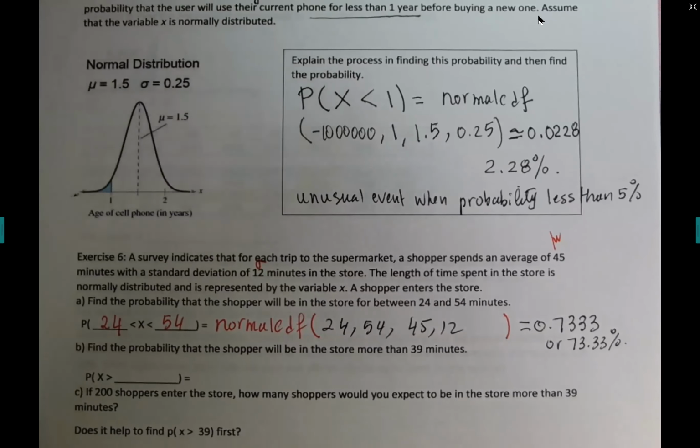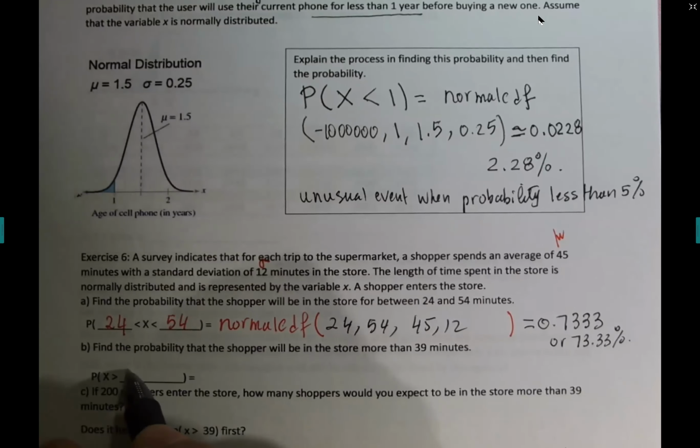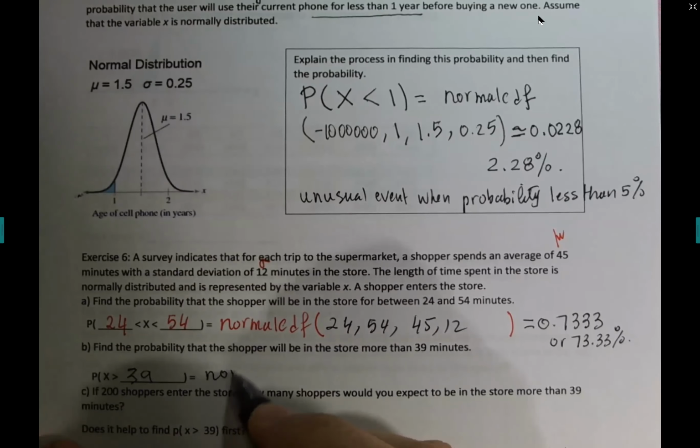B. What is the probability that you pick a shopper at random and this shopper will be at the store for more than 39 minutes? So would someone help me fill in the blanks here? So that will be what here? What number? 39. Yeah. And that's going to be normal CDF.